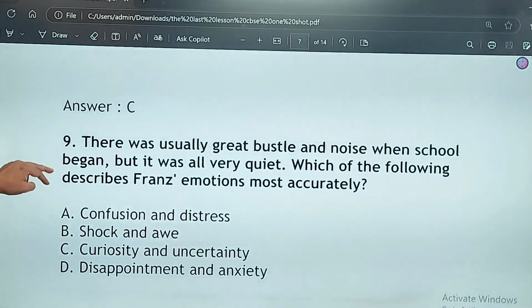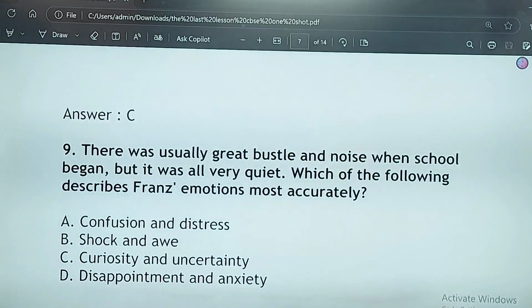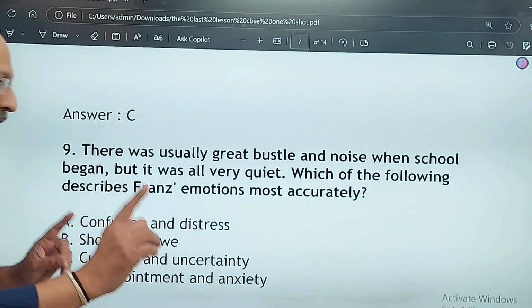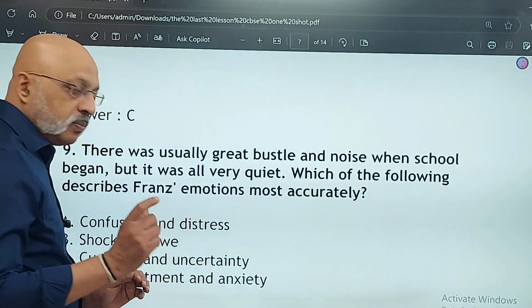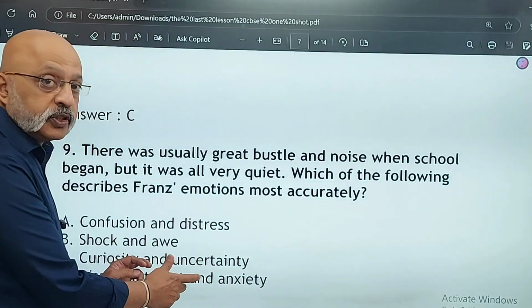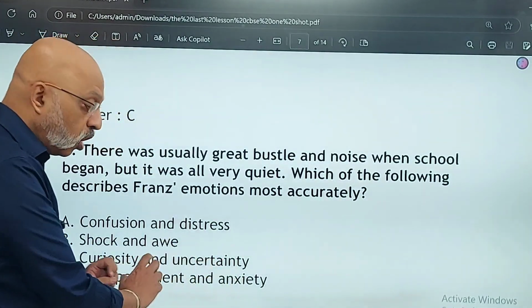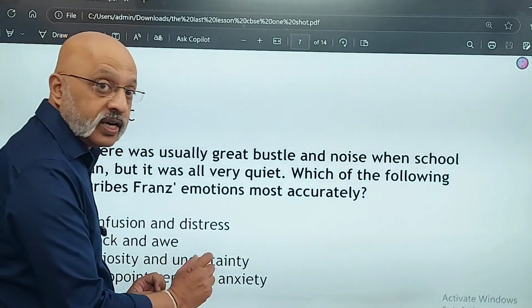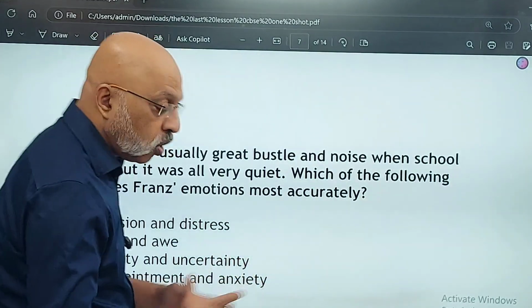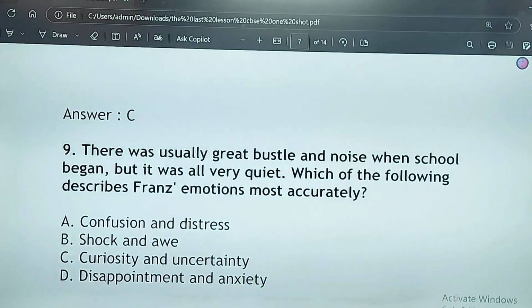There was usually great bustle and noise when school began, but it was all very quiet. Which of the following describes France's emotions most accurately? Confusion and distress, shock and awe, curiosity and uncertainty, disappointment and anxiety. Please always remember that it's quite possible in some cases that one of the 2 options words may be correct, but you need to always see whether the second word is also a correct option. So always make sure that you look at both the words in a question like this.